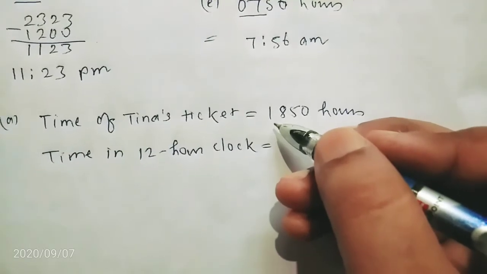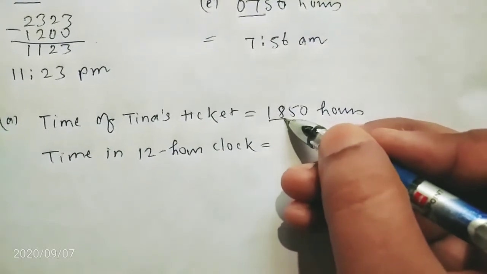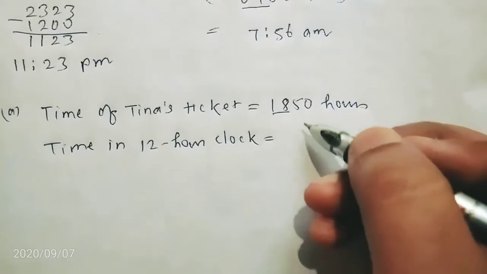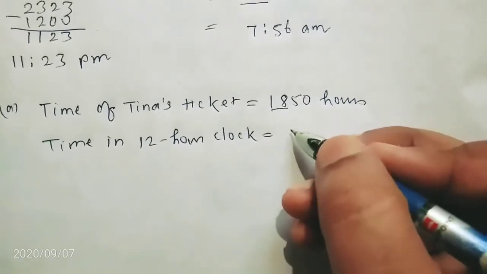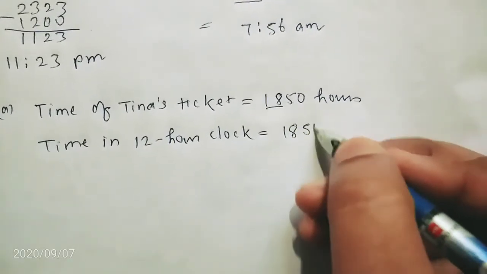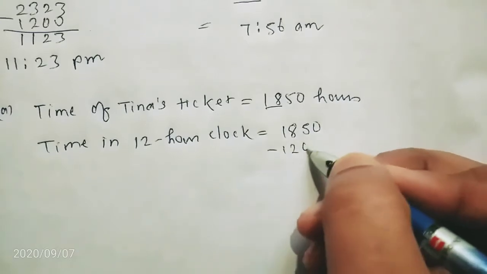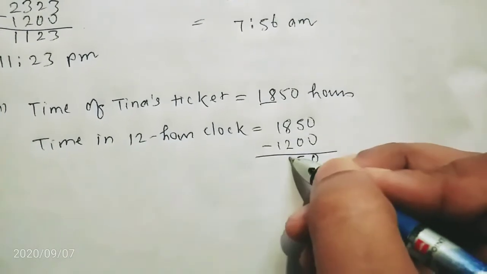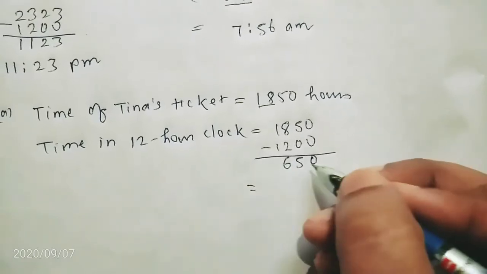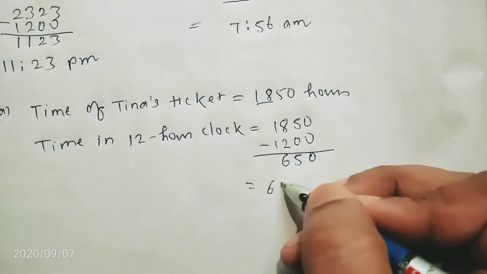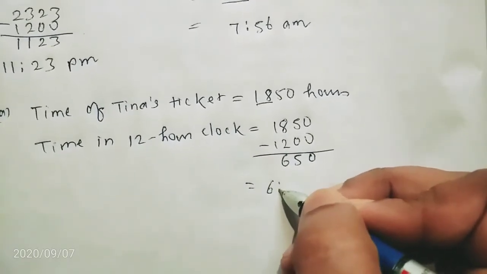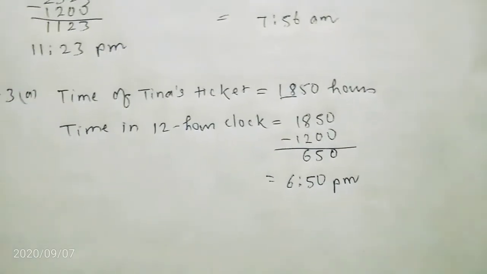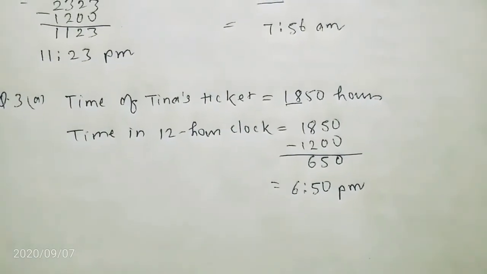So you have to convert these hours in 24-hour clock into 12-hour clock. To convert it, what I told you, you have to see these first two digits. If it is more than 12, that means it is in PM and you have to minus 1200. So write 1850 and minus 1200. So 0, then 5, 8 minus 2 is 6. That means it is in PM and you will write this time like this: 6.50 PM. Okay, so this is the answer of this question.